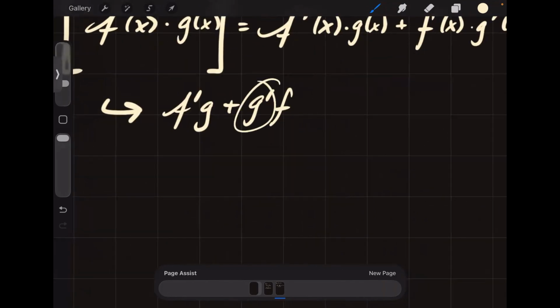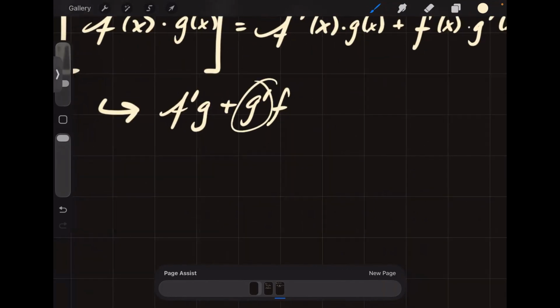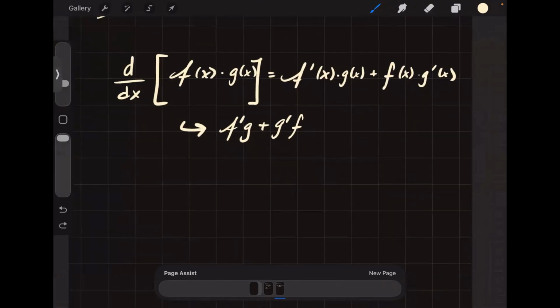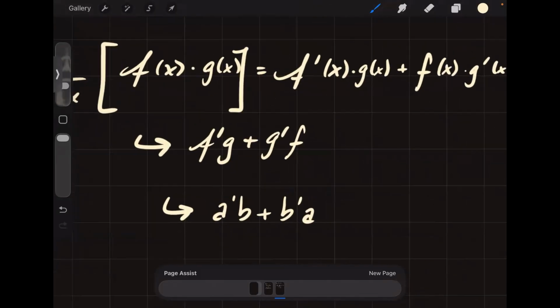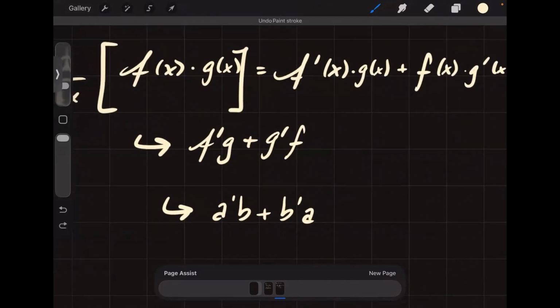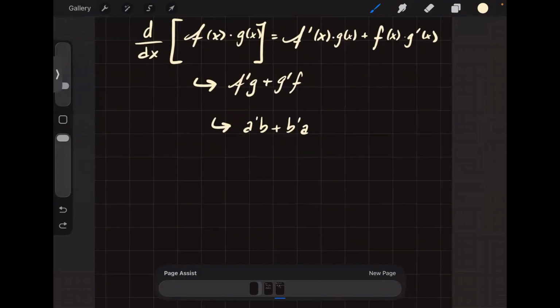I like to write the primes first so I don't forget which one I've already primed, and I just kind of rotate through. You might see me write this as a prime b plus b prime a, where a and b are just functions of x in the same way f and g are. It's all the same thing. That's it. That is literally it.